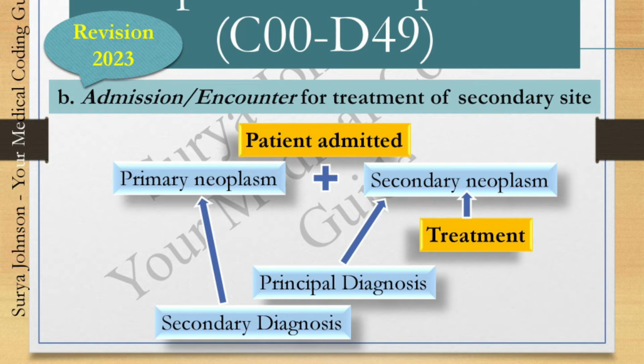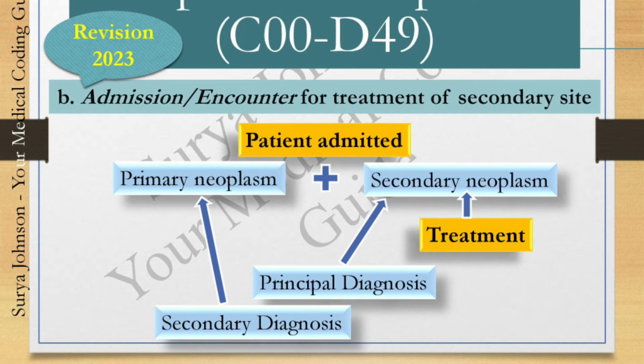So, listen carefully, your secondary neoplasm should be your principal diagnosis. It does not mean your secondary neoplasm will be changed to primary neoplasm. No. Sometimes there is a primary neoplasm of the lung and a secondary neoplasm of, say, the stomach. If the patient is going for the treatment of the secondary neoplasm of the stomach, you should not code that stomach neoplasm as primary neoplasm.